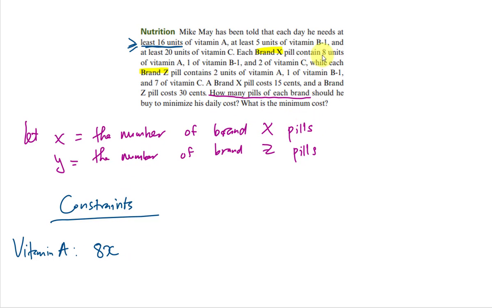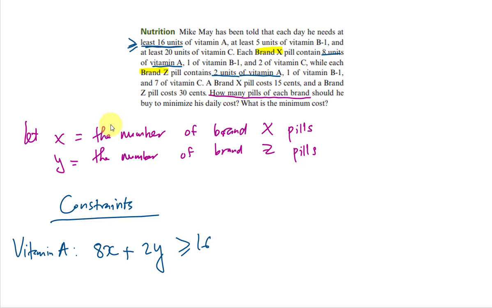And then for brand Z, it contains 2 units of vitamin A. So 2 multiplied by Y, the number of the pills. And when you add them together, make sure that at least you get 16 units. So that is about the vitamin A: 8X + 2Y ≥ 16.